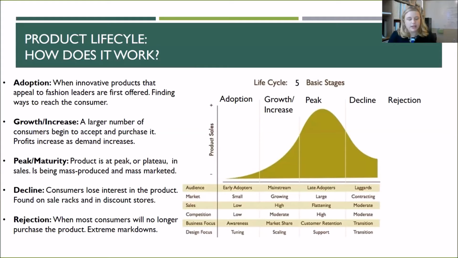And then finally, there's rejection. So this is when people are no longer purchasing the product. And there's extreme markdown prices, usually in the range of 70 to 80% is when you know it has been rejected. And then you have it transferred to outlet stores like Marshall's or Ross.